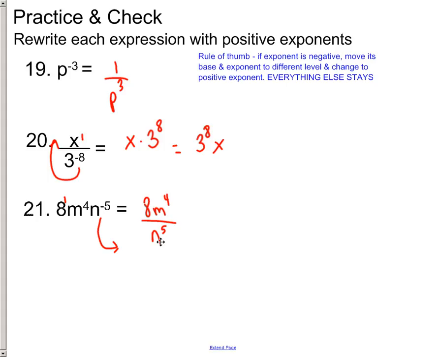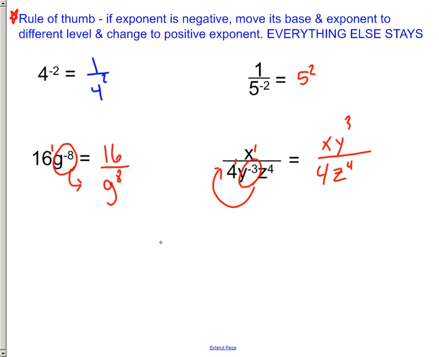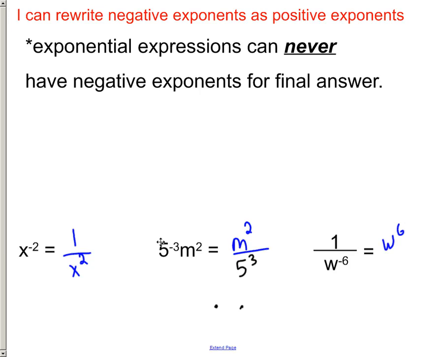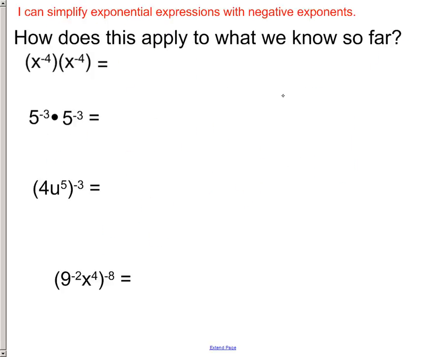Well, that's been about 10 minutes of trying to explain how you change a negative exponent to a positive exponent. And let's go back and look at y. Exponential expressions can never have negative exponents for the final answer. Okay, for the final answer. So this is how it applies to what we've learned so far.